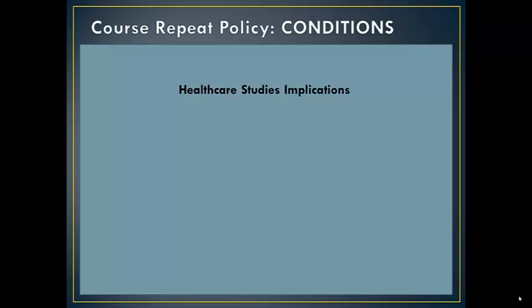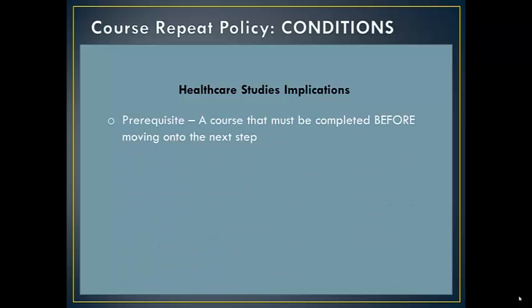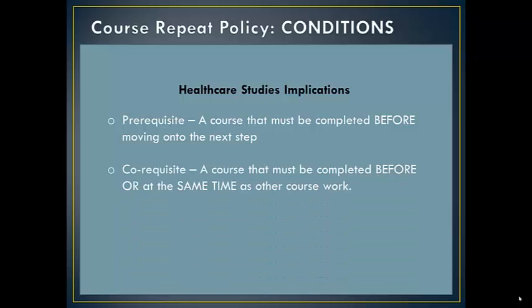But before we talk about those implications, you need to understand the meanings behind two words. First is a prerequisite. This is a course that must be completed before moving on to the next step. Then you have a co-requisite. It's a course that must be completed before or at the same time as other coursework.